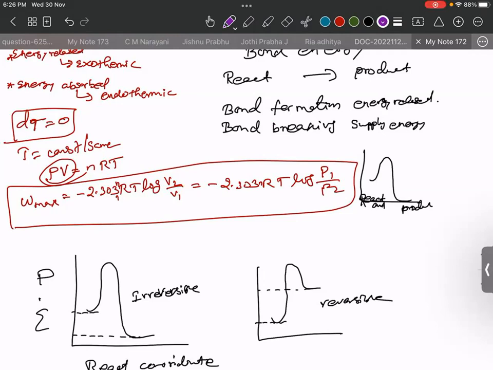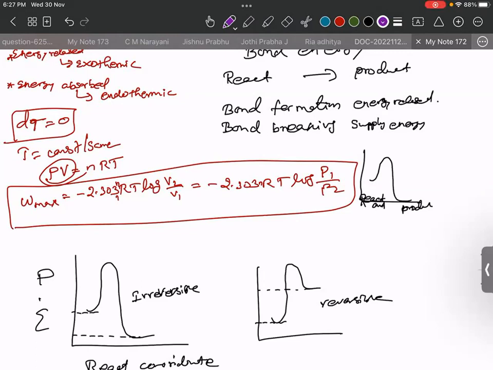So the sign of W is important. When the sign of W is negative, it is work done by the system. That means W is equal to minus P delta V. Suppose we take W as positive, then it is work done on the system. That only we are going to calculate next class.